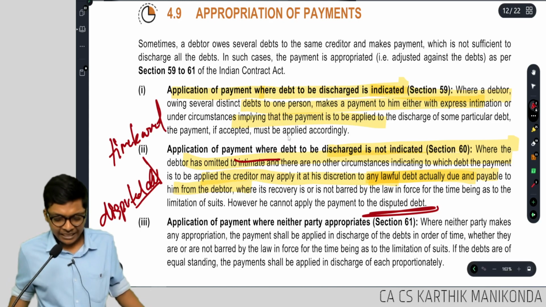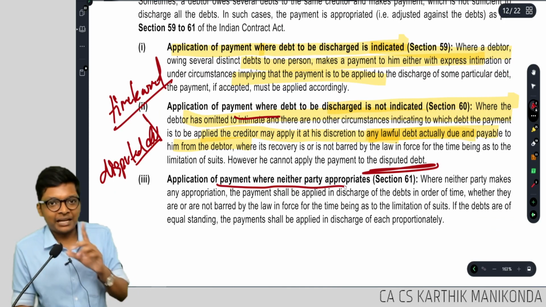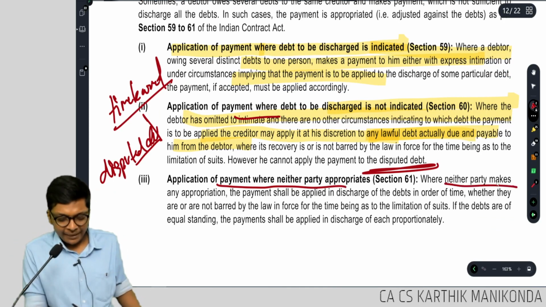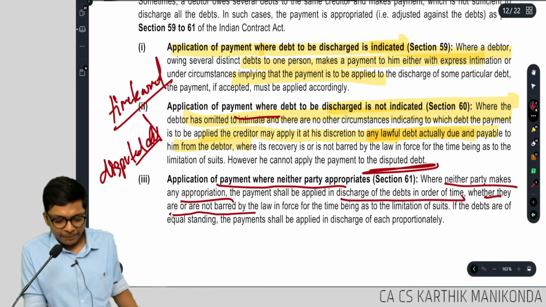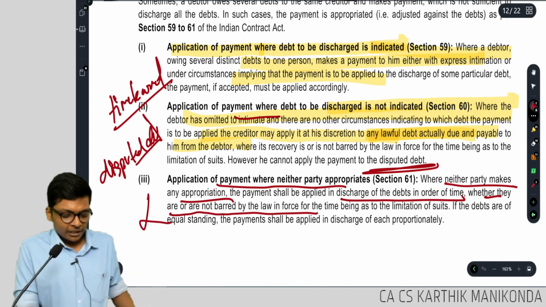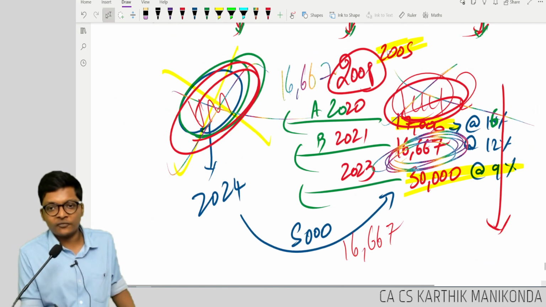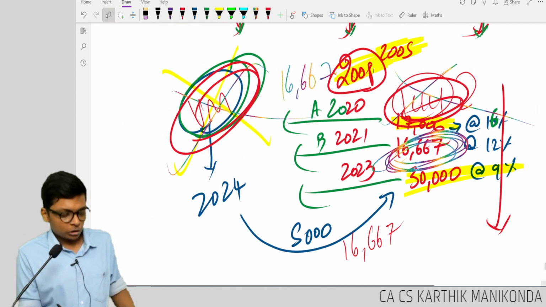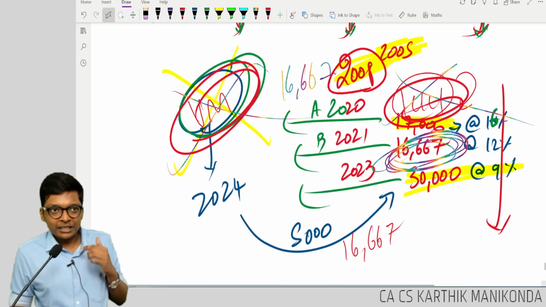But this time barred debt exception is not there in the third case, where both parties are silent, where neither party makes appropriation. Then the debt will be discharged in order of time, whether or not they are time barred. So here time barred is not applicable. If both parties are silent, then the law will automatically adjust with the 2005 loan, then the 2008 loan. Are you following, guys? Clear? So what are they trying to say?